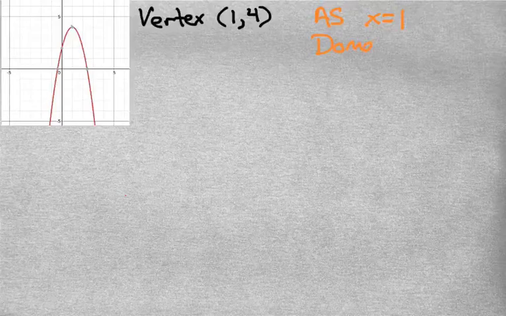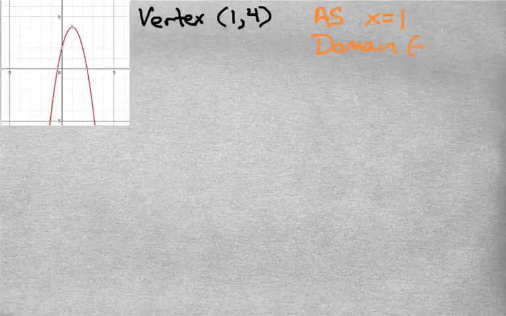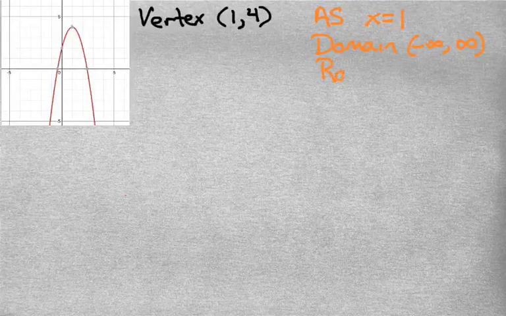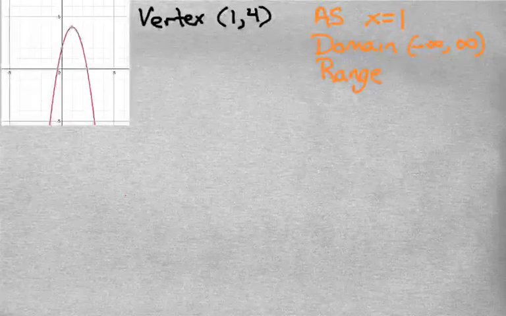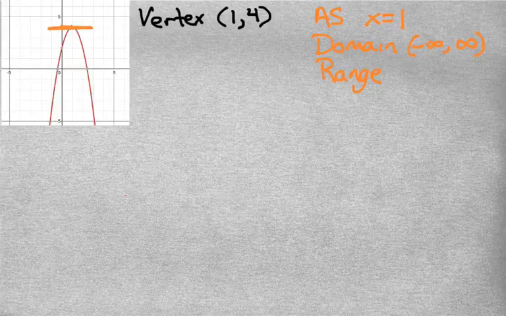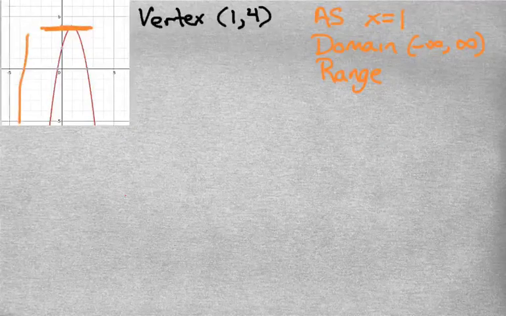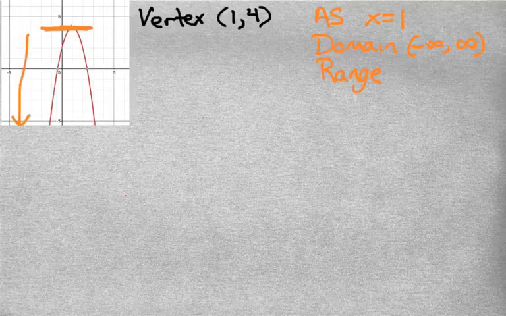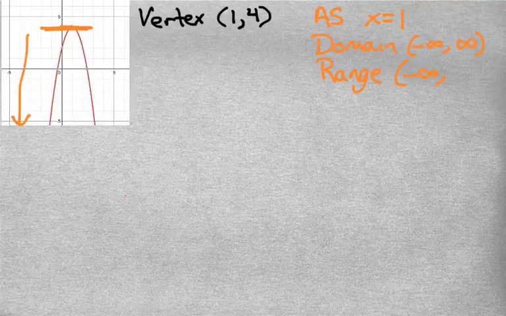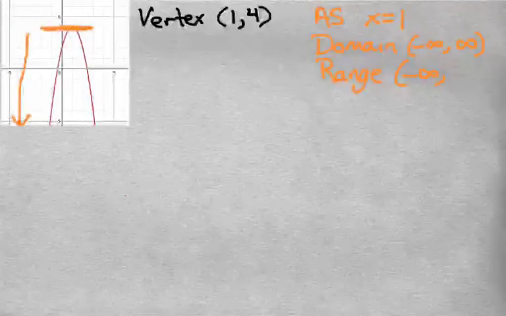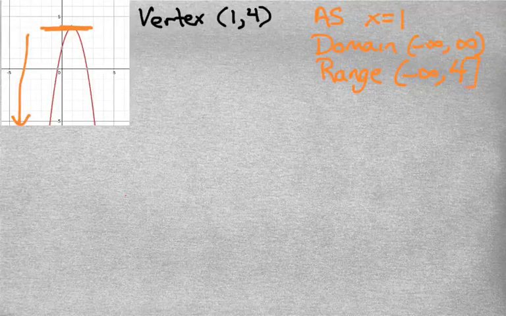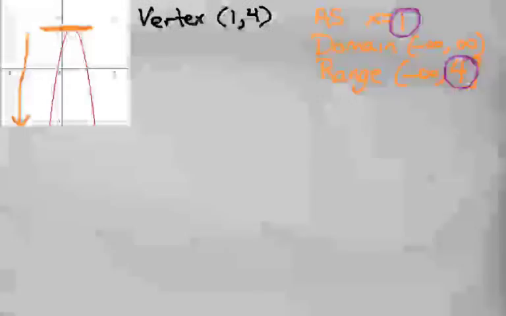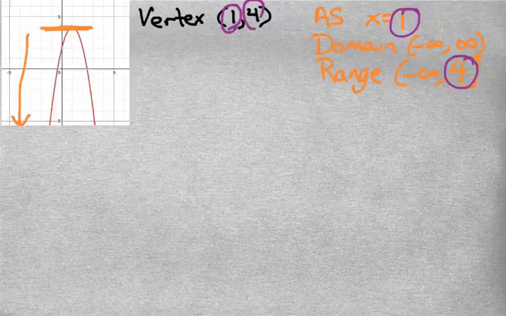Domain is from negative infinity to positive infinity. Range: this time, we're going from our vertex point, that height, down. So that means we always do domain and range from lowest to highest. So negative infinity gets listed first, stopping at our highest point, which is 4. And if you haven't noticed it yet, these numbers come from these locations.